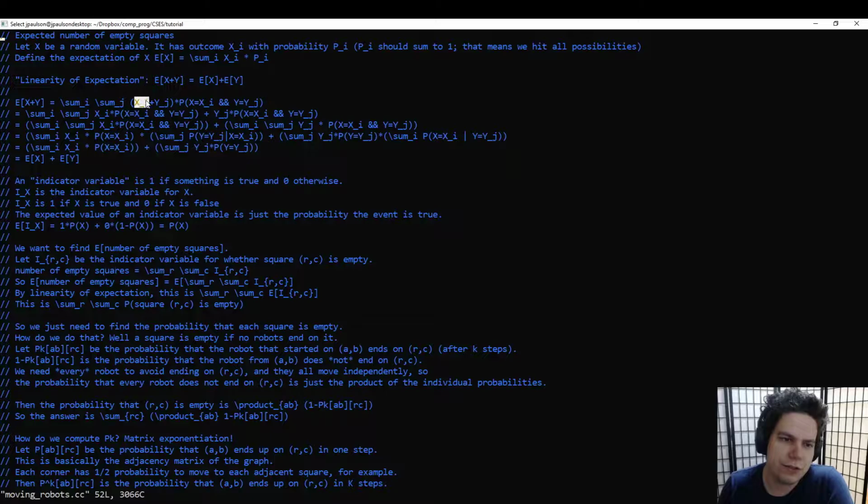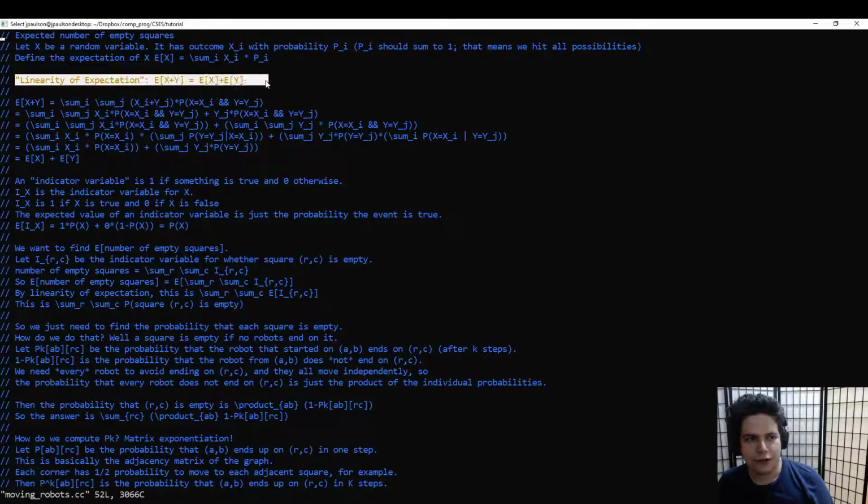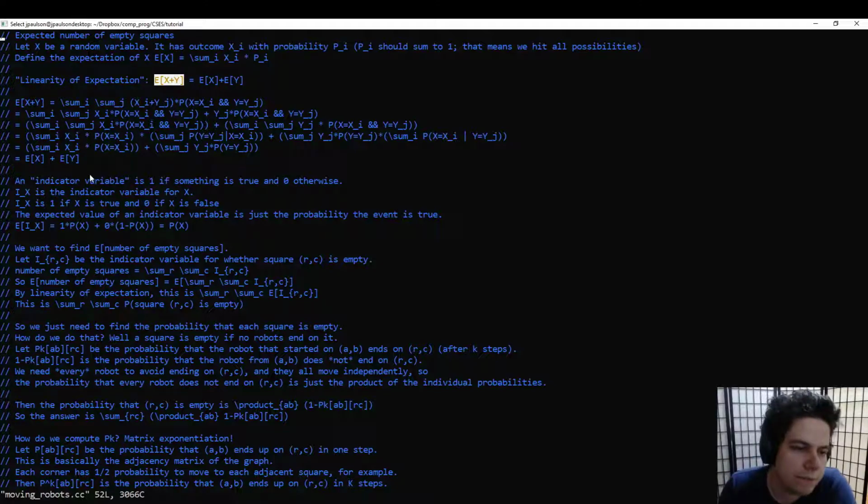Right, the point is that you can just separate out x and y from these sums, and then it will turn out that the x part is just E of x and the y part is just E of y. Okay, so that's the first concept, expectation and linearity of expectation, right? That addition commutes with E, the expected value.